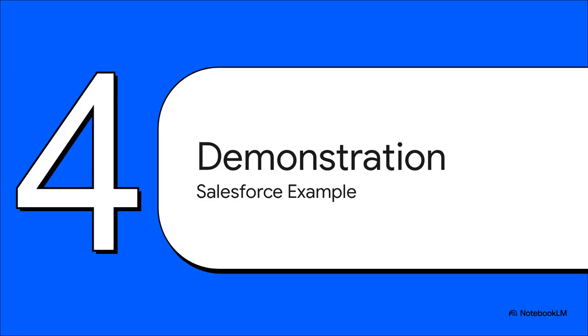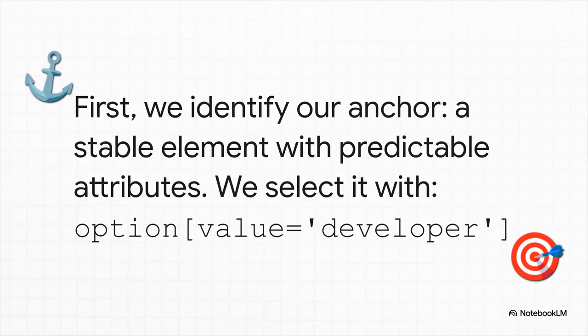Okay, theory is great, but let's make this real. We're going to look at an example from the Salesforce developer site, focusing on a rolled drop-down menu. Our mission? Select an option that has dynamic attributes by anchoring it to the static option that comes right before it. All right, first things first, we gotta find our anchor.